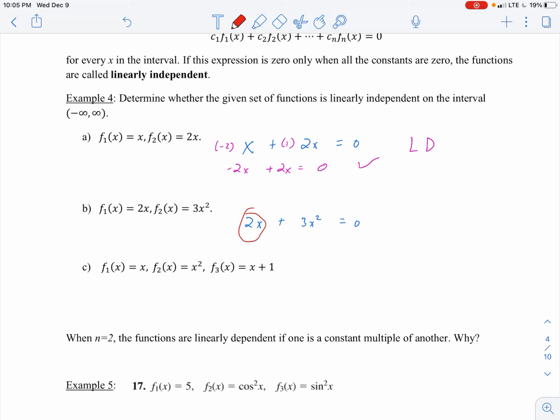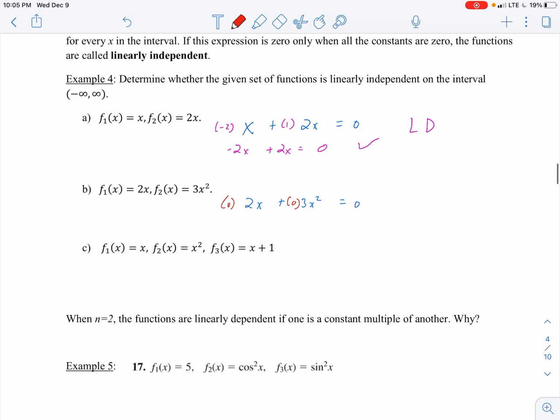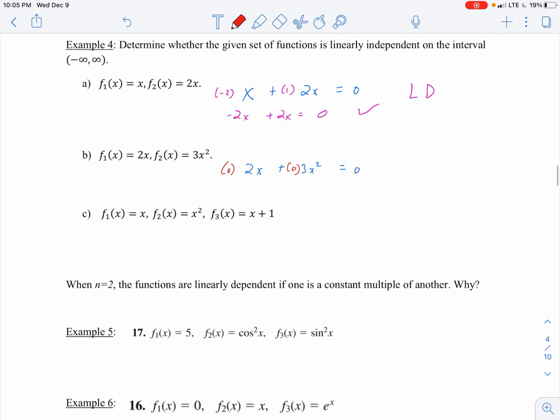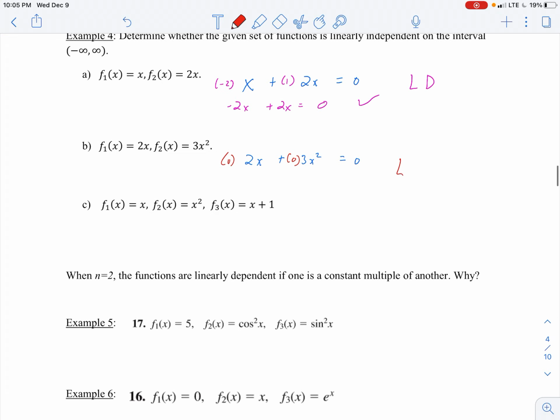Because one's x and the other's x squared, the only thing that would make that 0 is 0. That's the only way, because if I tried 1 and 3, it's not going to work, because I'm still doing an x and an x squared. They're not even going to be like terms, because they have two different powers, x to the first and x squared. Alright, so this is linearly independent.